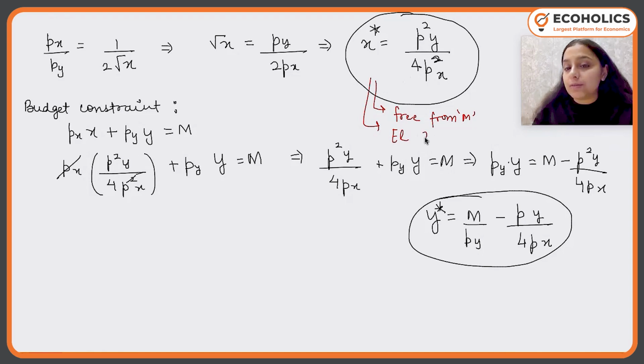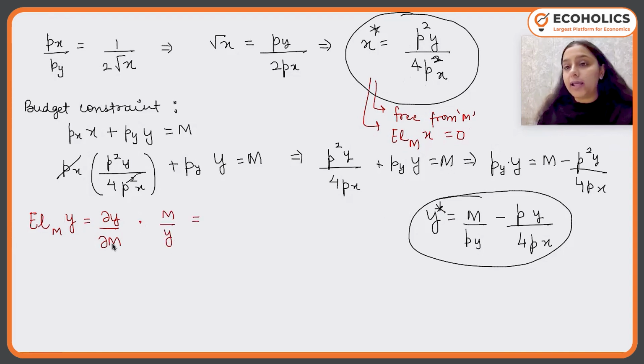The income elasticity of demand for X will be zero, very simply, because it is independent of income. But when I have to calculate it for Y, the calculation will go like this. Elasticity of Y with respect to M is del Y upon del M into M upon Y.